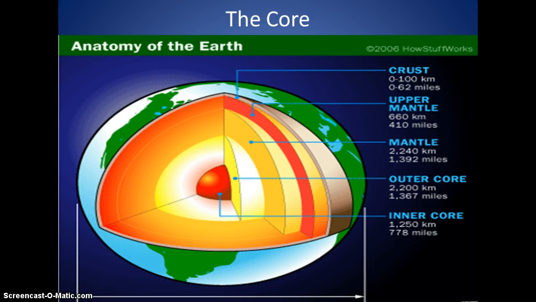Now we take a look at the core. It's below the mantle and goes to the center of the Earth. It's believed to be mostly iron, with small amounts of nickel, almost no oxygen, silicon, or aluminum, and maybe some magnesium.